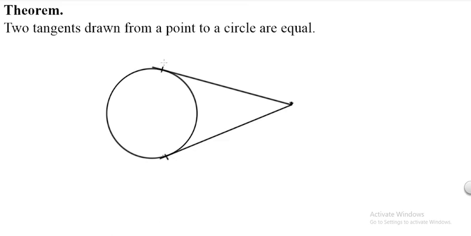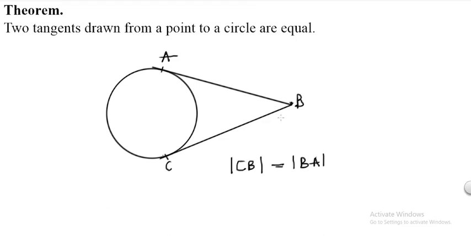Let's call the points A, B, C, D. If you were to measure the length of CB with a ruler, and you measure the length of DA with a ruler, they will be equal to each other. So that's what this theorem is simply saying.